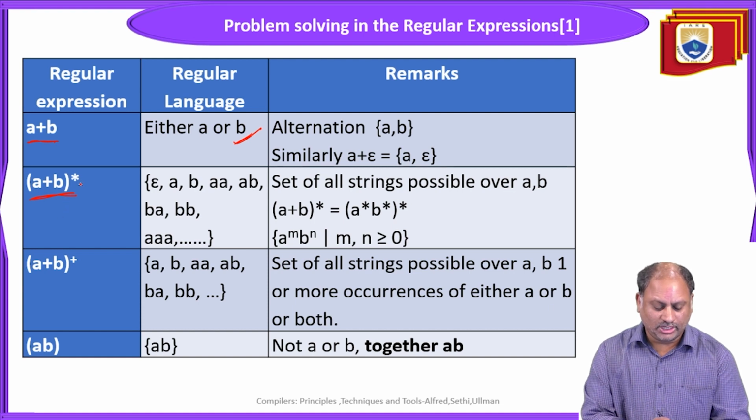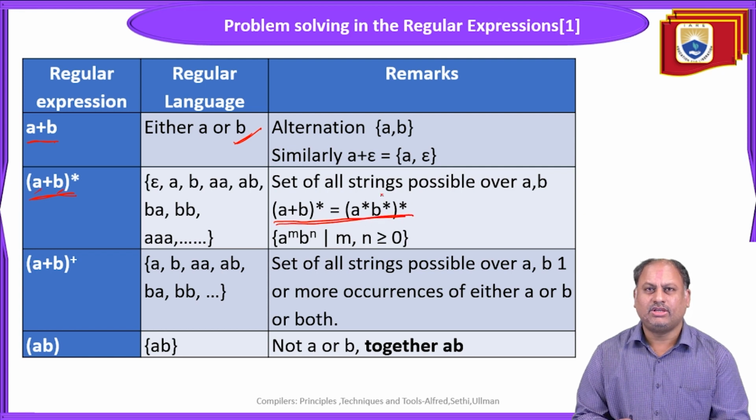And (A plus B) star denotes several possible lengths of strings. That means either A or B, how many times? Several A's one time, several B's also one time, and A and B together. So the set of all possible strings. Here (A plus B) whole star is equal to (A star B star) whole star. This is possible with the help of the regular expression identity rules. We may solve this expression.